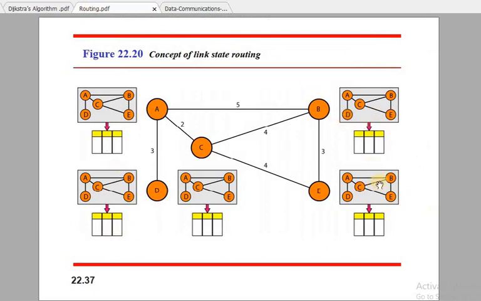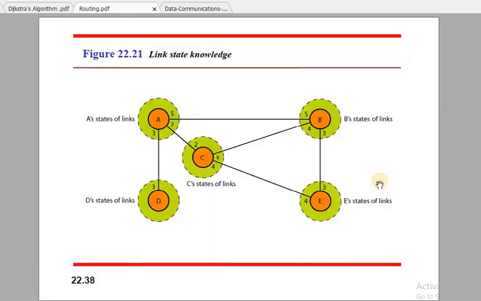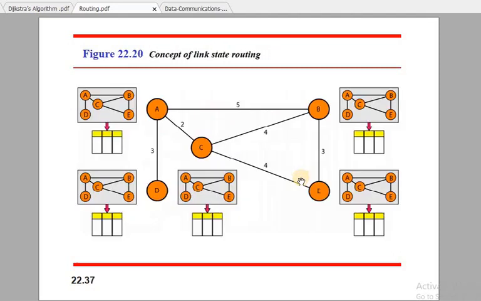Okay, so let us try to understand more. If you look at the next diagram, here you see that A has the information that the costs associated with the links AD, AC and AB are 3, 2 and 5. Similarly for B, it is going to be 5, 4 and 3. Similarly for E, it is going to be 4 and 3, right? These values, if you look at this diagram, are nothing but the costs of the links associated with it.